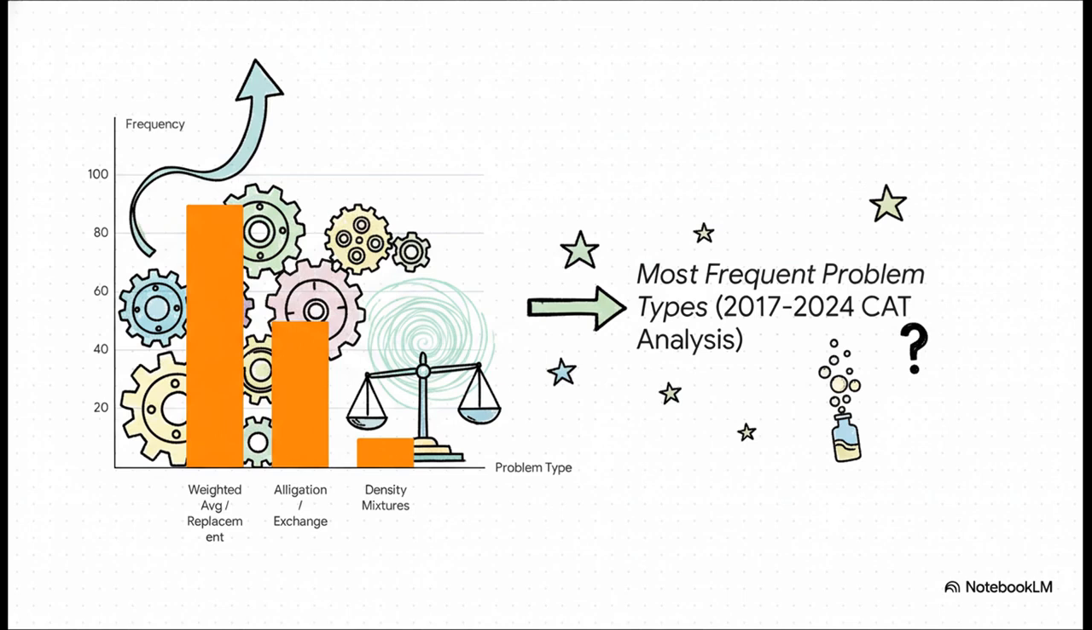Look at how often weighted average and replacement problems come up. It's incredibly high. Alligation is pretty common too. But those really specific topics you might spend weeks on, like density mixtures, they almost never appear. Your study plan should reflect this reality. Put your energy where you'll get the points.